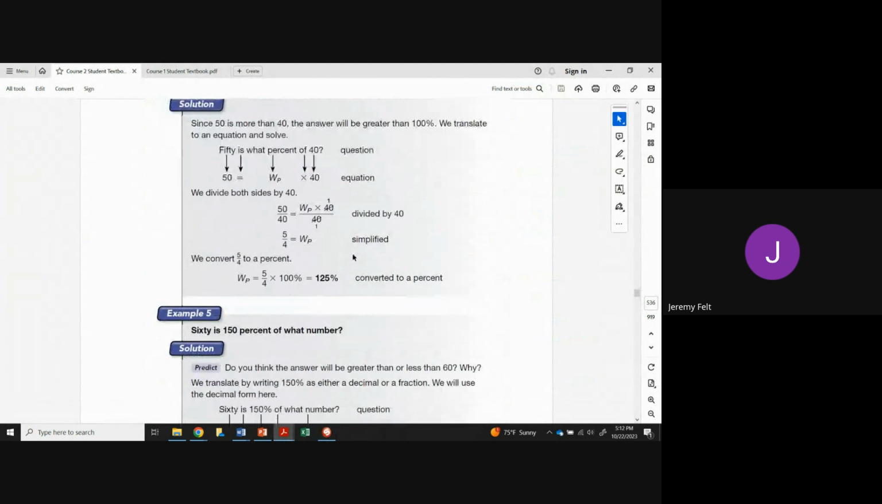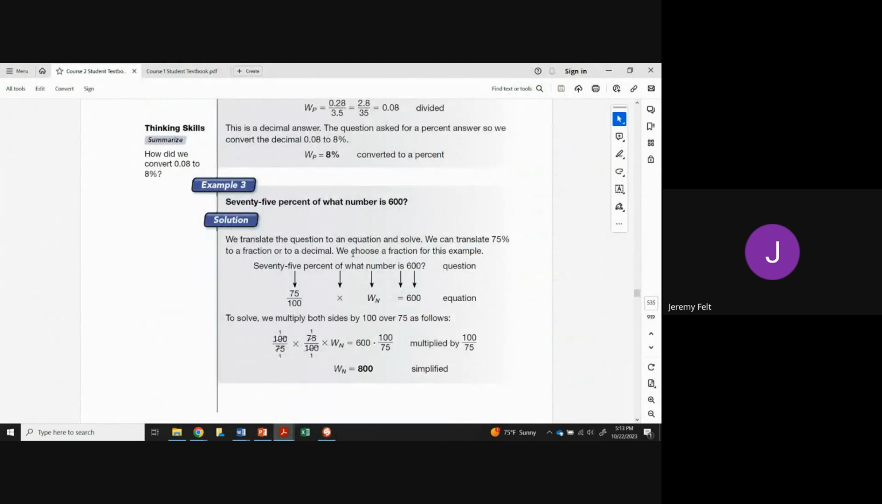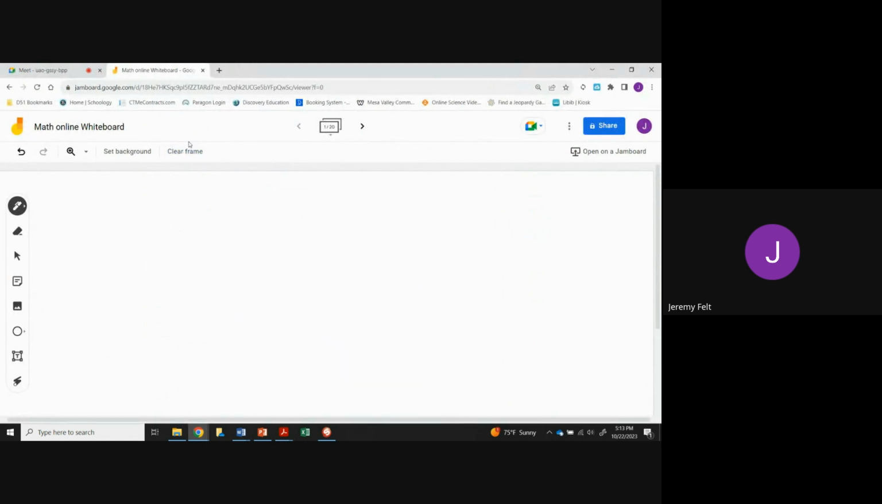All right, example 3: 75% of what number is 600? So sometimes we'll be given this number is this percent of what number. In this case, we're given the percent and a total number, and we want to figure out what number it is. So 75% of what number is 600?